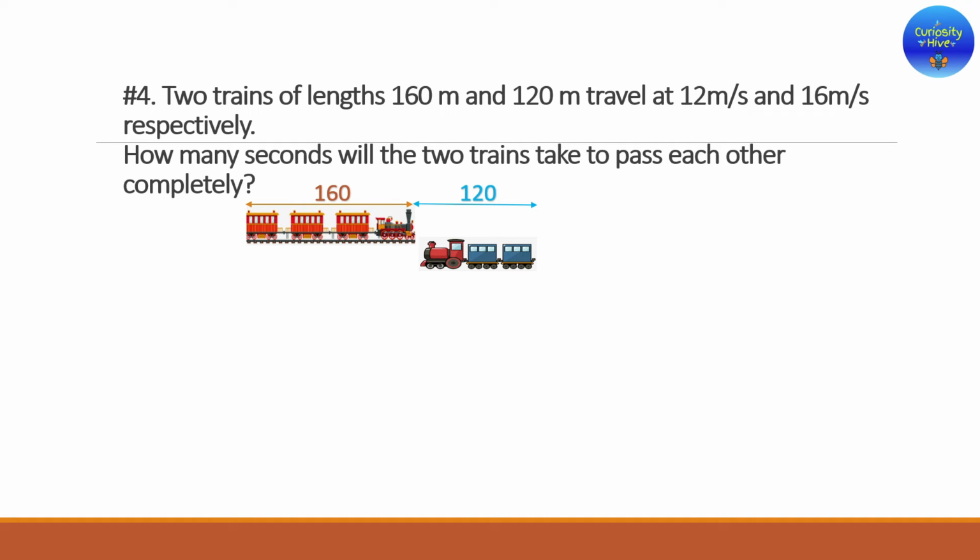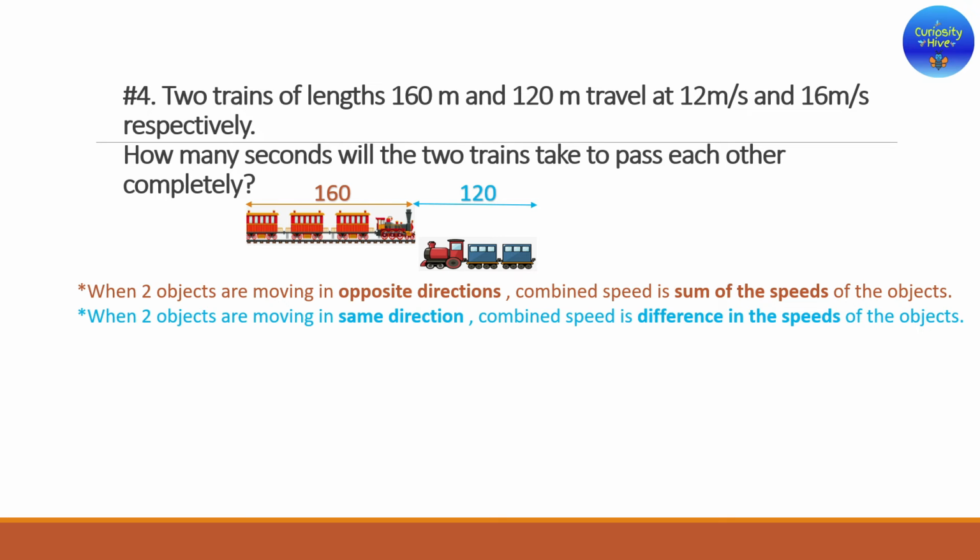So here you should take note of two very important points that will help you. First is, when two objects are moving in opposite directions, combined speed is the sum of the speeds of the objects. So whenever these are in opposite direction, you should add their speeds to get the combined speed. And the next point is that when two objects are moving in the same direction, combined speed is the difference in the speed of the objects.